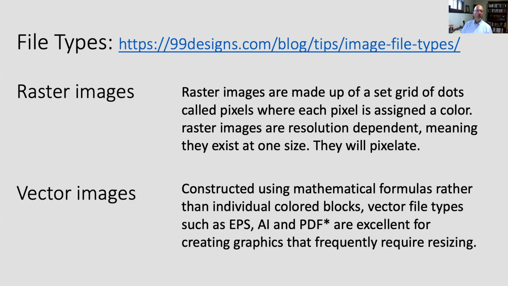Raster images, those are made up of pixels. Pixels are small little blocks of color that are assigned different colors within our color mode, whether it be RGB or CMYK. And each pixel represents a dot of a particular color, and they can only get so large. And so the more pixels or the more dots that we have within our image, that increases the resolution and allows us to increase the size of that image.